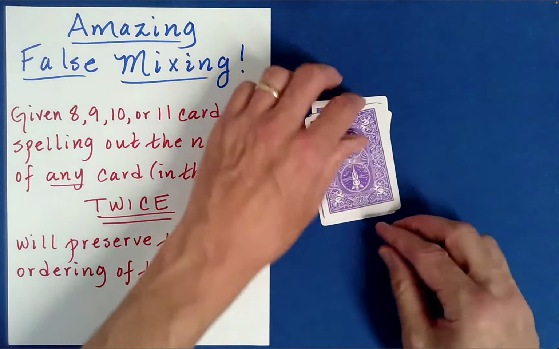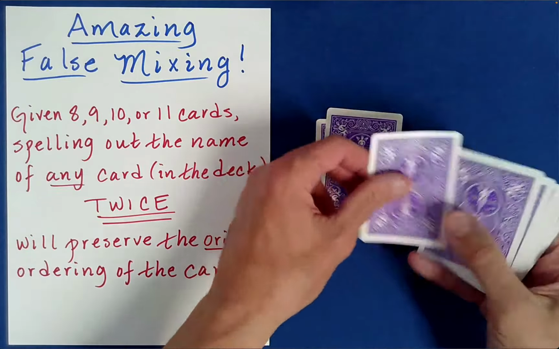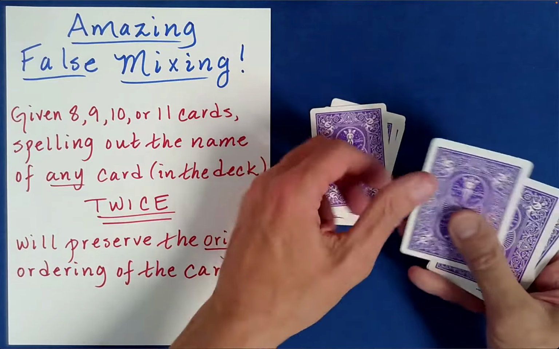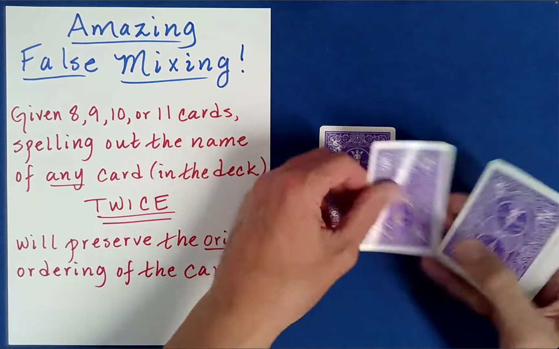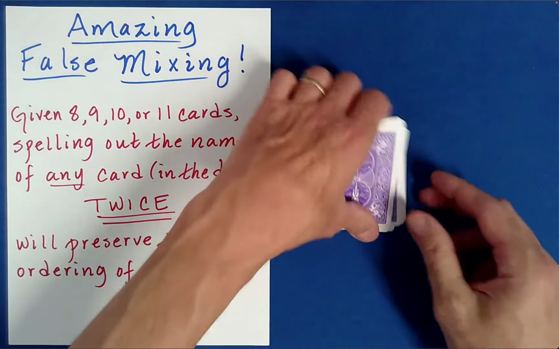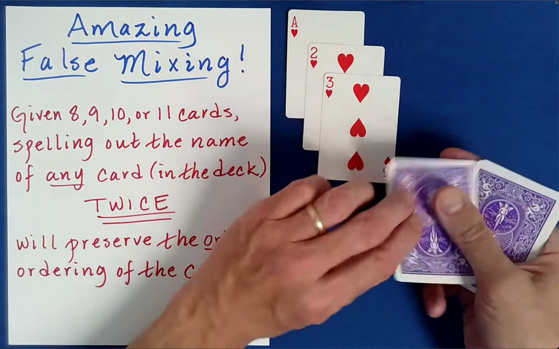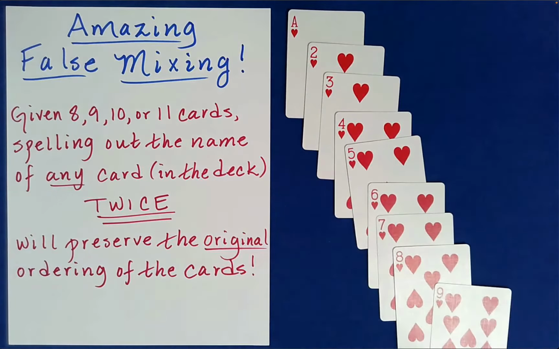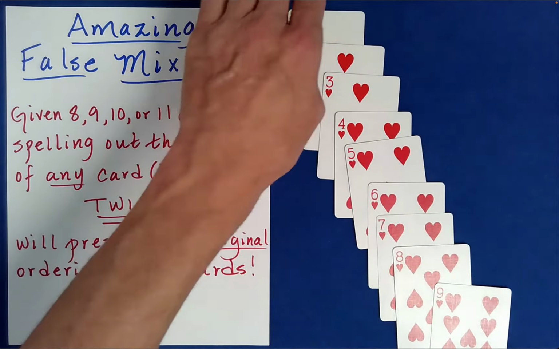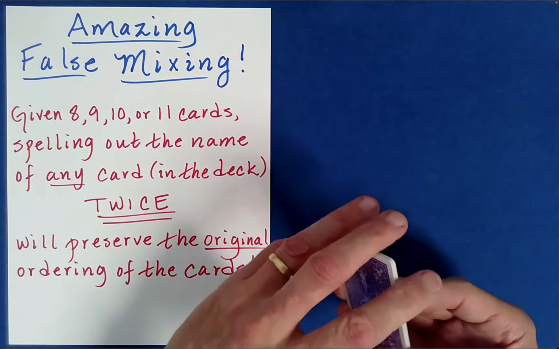T-H-R-E-E-O-F-C-L-U-B-S. That's 3 of clubs spelled once. T-H-R-E-E-O-F-C-L-U-B-S. And the claim is we've returned the packet to its original order. And as you can see, we have indeed. It's back to its original state. Okay, so that's for 9 cards.